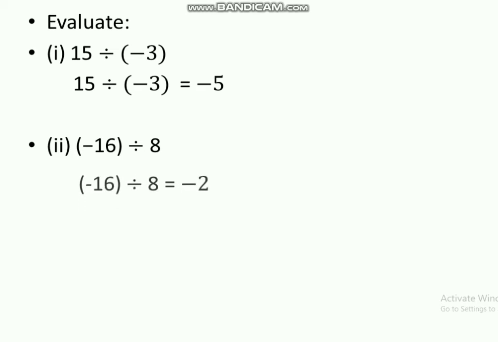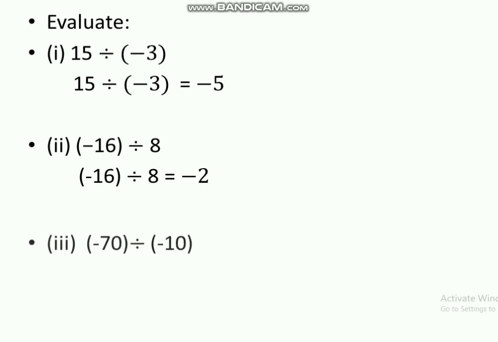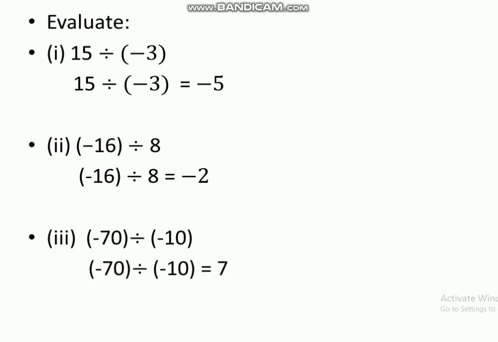The next question is negative 70 divided by negative 10. Here we have two negative signs. Just ignore them and divide 70 by 10. What is 70 divided by 10? Which is 7. And count the number of negative signs over there. We have 2 negative signs. That is an even number of negatives, which will become positive. So our answer is positive 7.